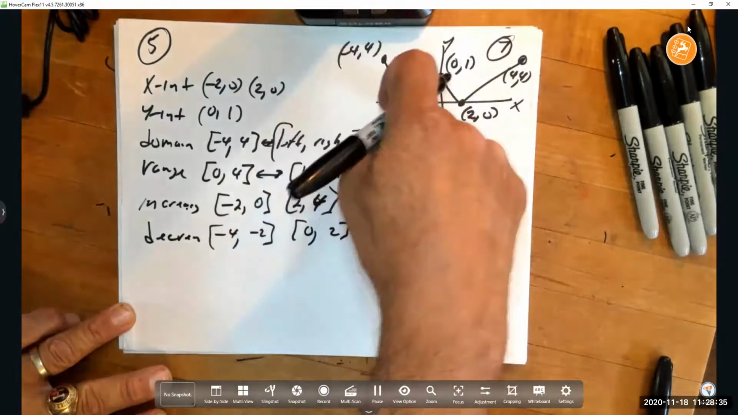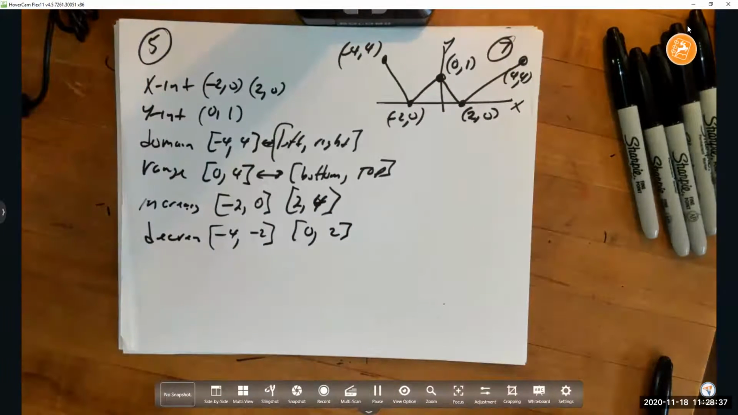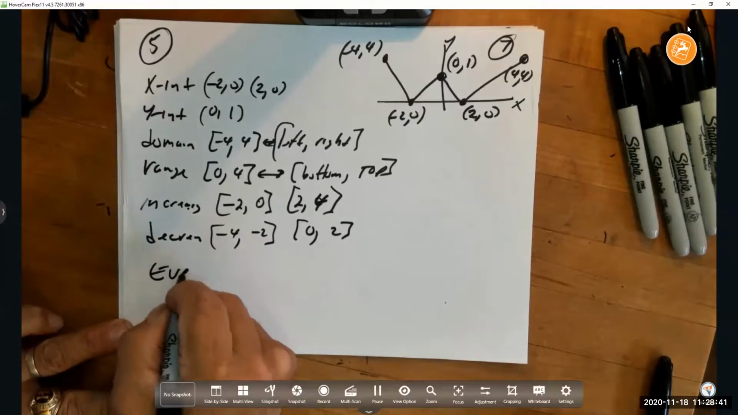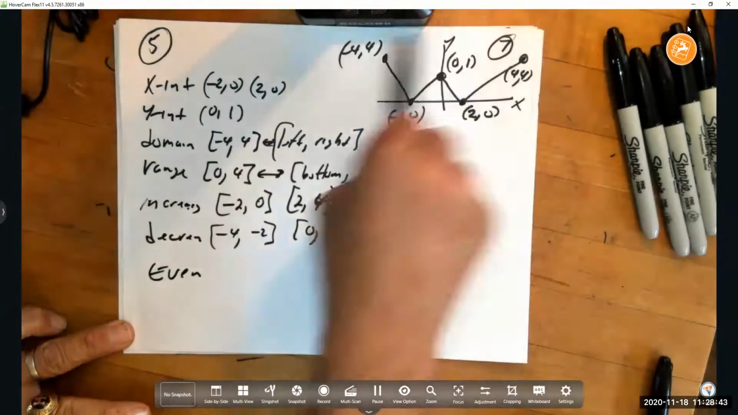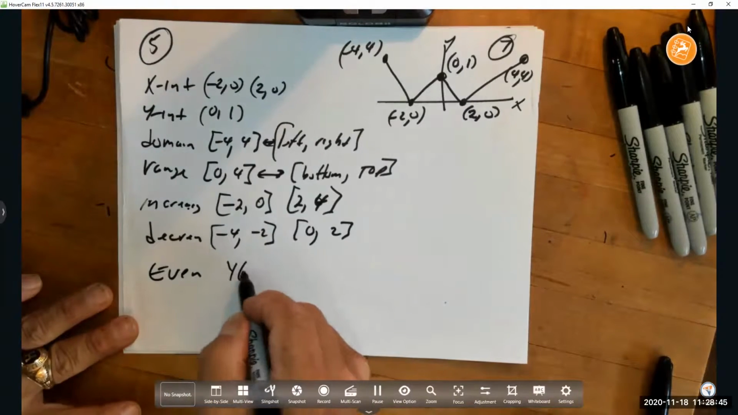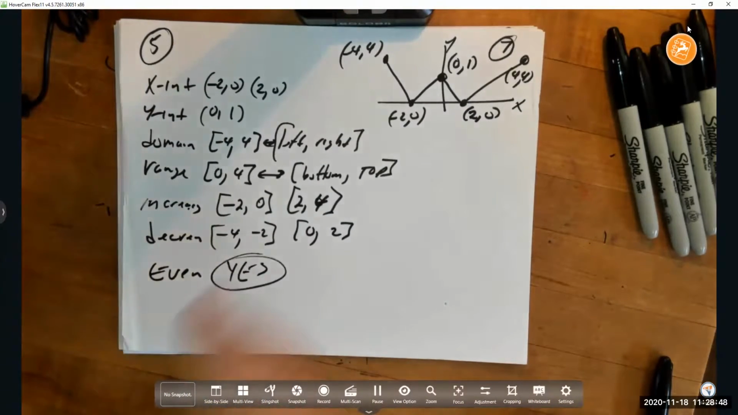It's going down, down. Then the last question is, is it an even function? If I cut this in half, is that even? Both sides? Yes. The answer is yes. It's even. It's right in the middle.